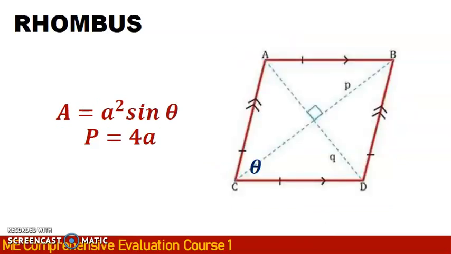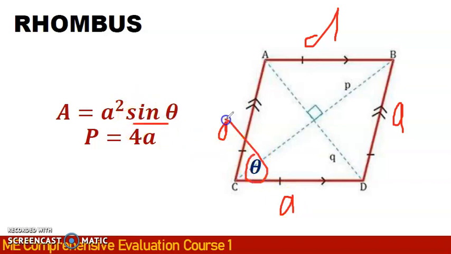For a rhombus, all sides are equal. It's just that unlike the square, the rhombus is inclined, or the angle between the two sides is not equal to 90 degrees. So these are still A. That's why we use A times A times sine of the angle between them, which is theta. So this is the area, and the perimeter is the same as that of a square.